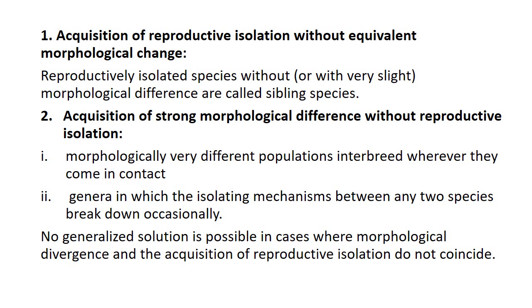Number one, morphologically very different populations interbreed wherever they come in contact. Number two, genera in which the isolating mechanisms between two species break down occasionally. So this is another problem which is generally faced by a taxonomist during the application of the biological species concept. So no generalized solution is possible in cases where morphological divergence and acquisition of reproductive isolation do not coincide.